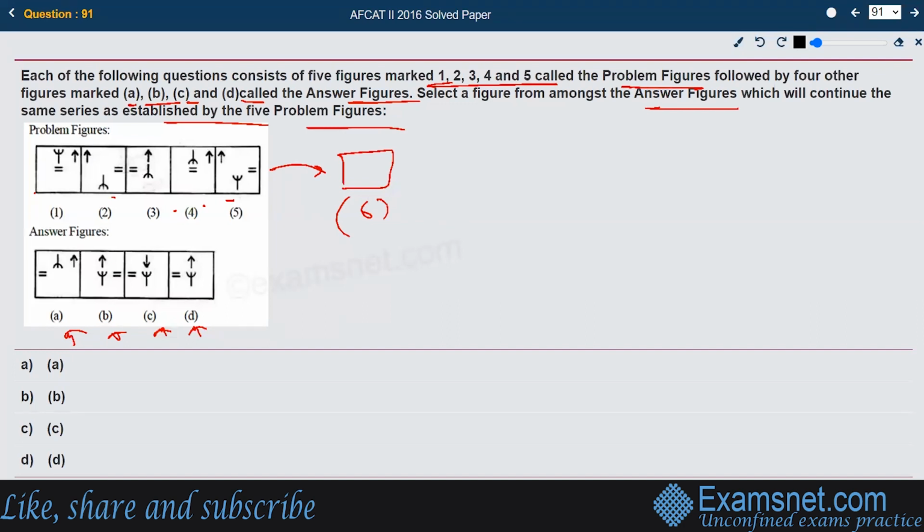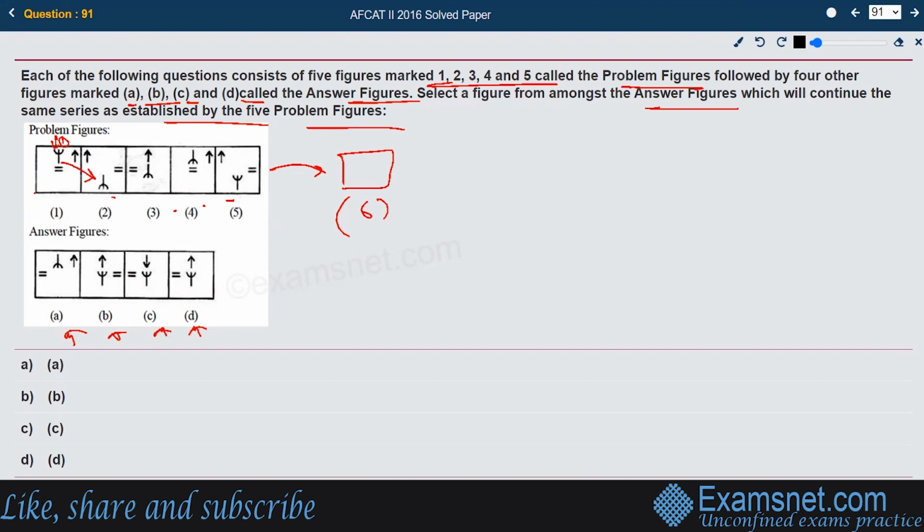For that, we are supposed to find out the pattern. What is the pattern going on between 1, 2, 3, 4, and 5? Let us see what is happening between 1 and 2. If you see these three figures, let me say this is my first figure, this is equal to the second, and the arrow. What is happening with the first figure? The first figure has been inverted from 1 to 2.